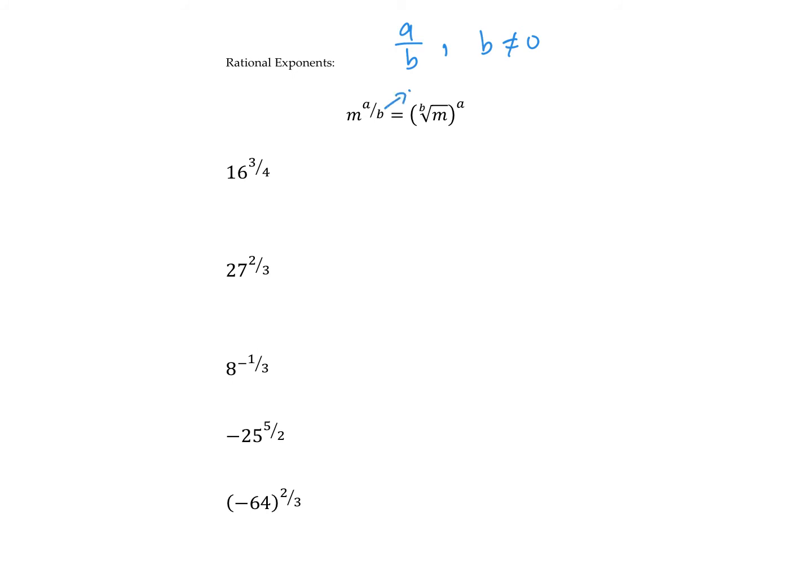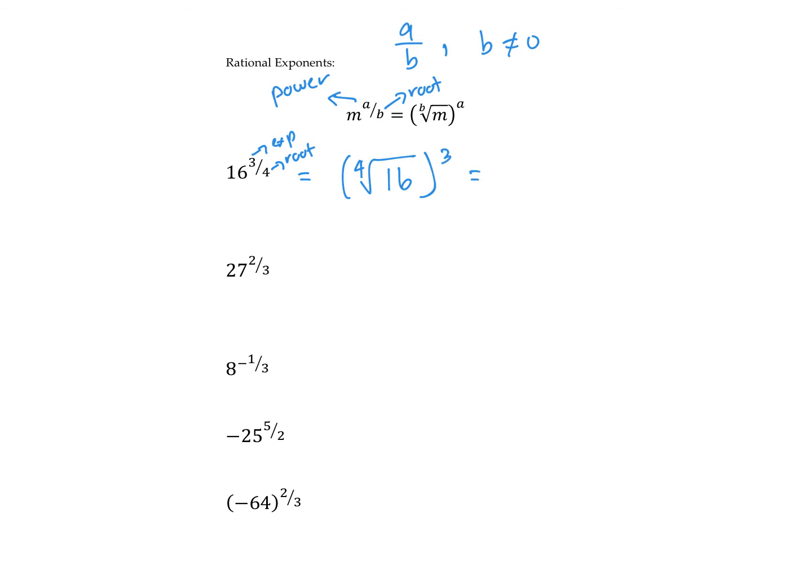The bottom number in the fraction tells you what kind of root. So these are roots. Anything with a rational exponent is going to be a root. The bottom number tells you the kind of root, and the top number is the power or the exponent. So if I have 16, 16 is the base. The number on the bottom is the root, so that tells me it's the 4th root of 16. The number on the top is the exponent, so that tells me it's to the power 3.